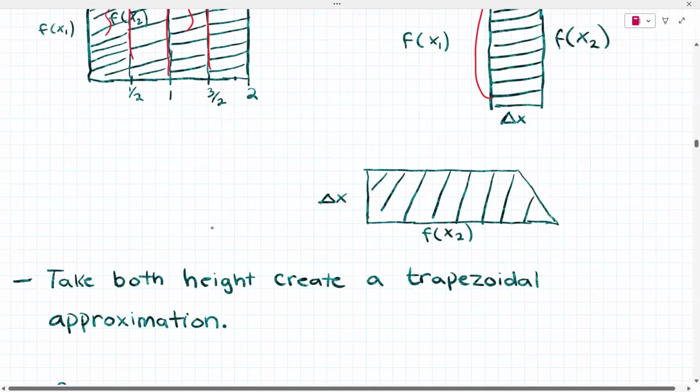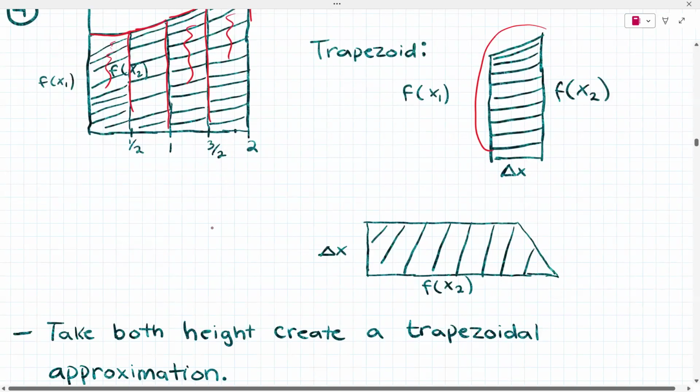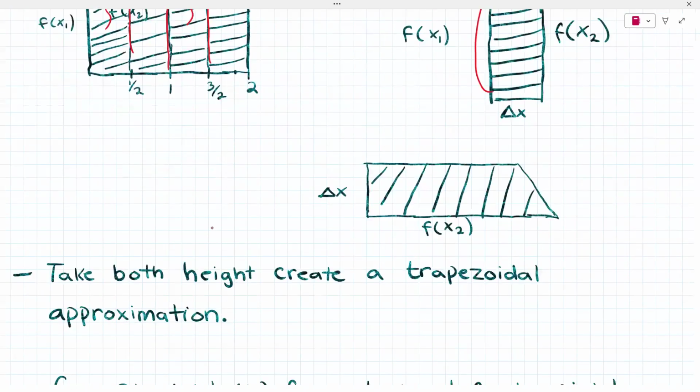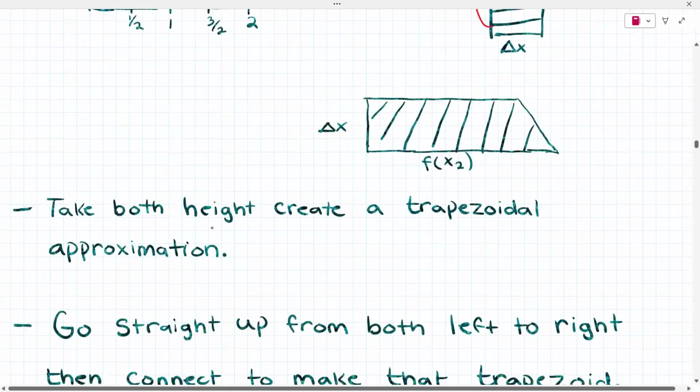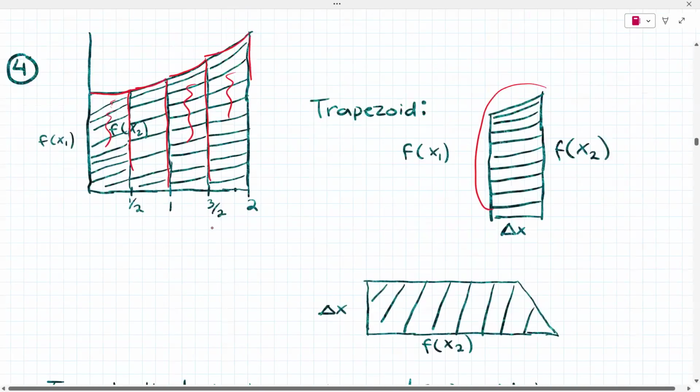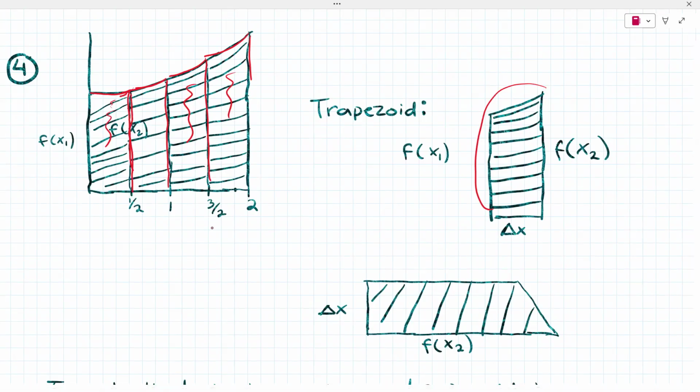The width is delta x, and the height is f of x, whatever your x value is. So you go straight up from both left to right, and then connect it to make a trapezoid. So that's exactly what he did. Here's 1/2. Make a little curve to create a trapezoid, and then go down. Here's that 1, curve, and then go down.